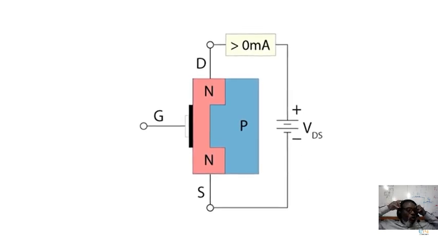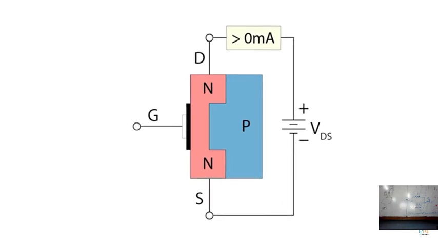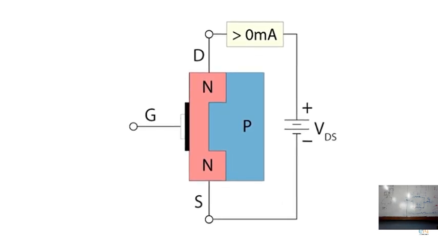No connection or voltage at the gate is required for current to flow between the source and drain. The MOSFET, by default, is effectively on.